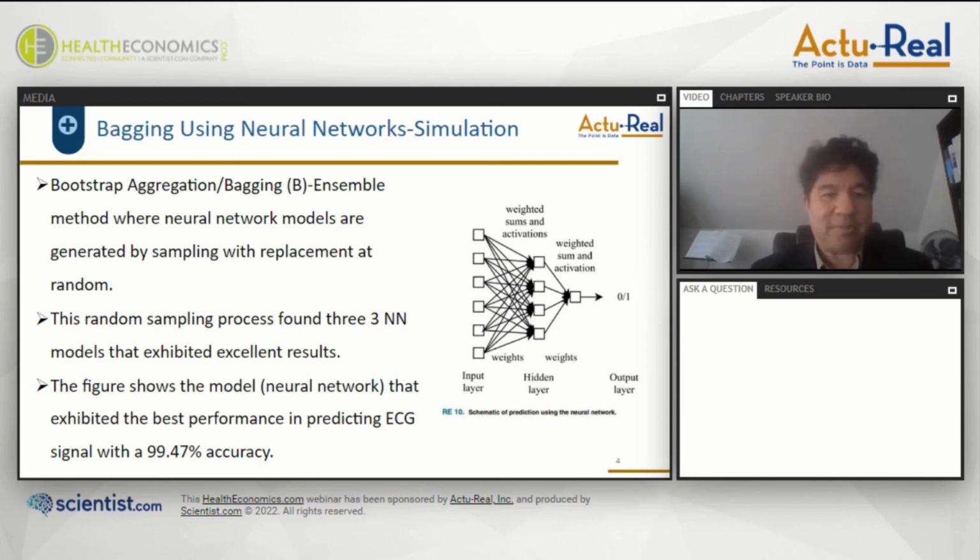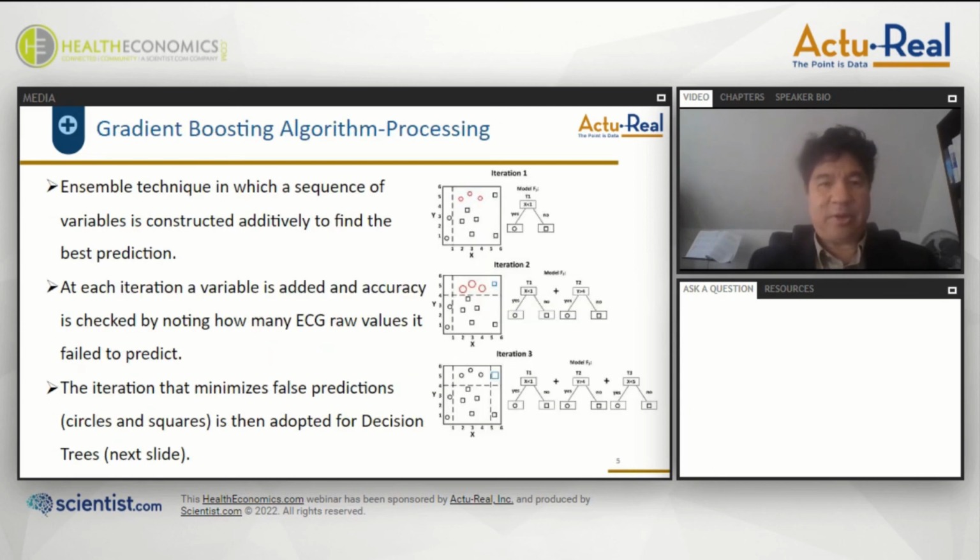So this random sample process, right, found 3 neural networks that seem to exhibit excellent results. And so what the figure shows are that these neural networks that exhibited the best performance in predicting ECG signal did so with about 99.5% accuracy. Okay, so that's the first of the algorithms. Then we have gradient boosting algorithm, the second.